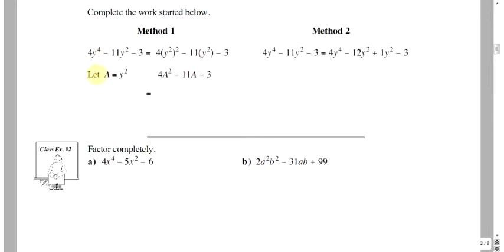I don't want to see y to the 4. I would just want to see a squared. So let's let a be y squared. If we write that out like that, this will still work. This is 4 times y squared, that's y to the 4, minus 11y squared, there it is, minus 3. This is the same as this, but wherever there's a y squared, I'm going to put in an a. So I don't have 4y squared squared, I have 4a squared minus 11a minus 3.